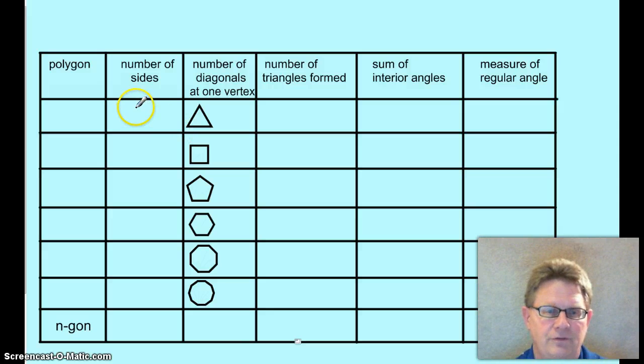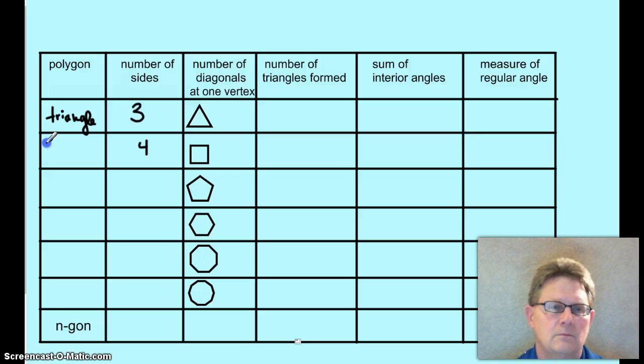Okay, number of sides. This puppy has 3 sides. What's it called? That's right, it's called a triangle. Okay, this has 4 sides. What is it called? A quadrilateral.